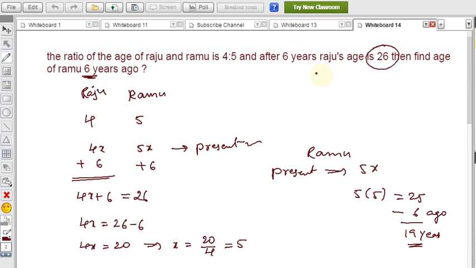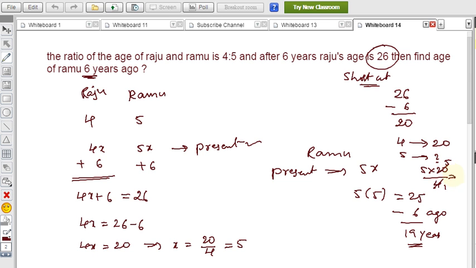There is also a simple shortcut you can try for this problem. Raju's age is 26 years after 6 years, right? So before 6 years, his age is 20. That means this 20 is Raju's part of the ratio. His ratio is 4. For 4, if it is 20, then for 5, how much? 5 into 20 by 4, which is 25. So 25 is the present age. Then minus 6 is 19 years. According to the problem, some problems will go the shortcut way, not every problem. So if you take it in terms of x, it is an easy process.